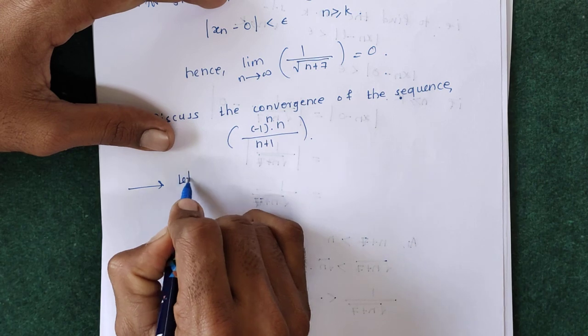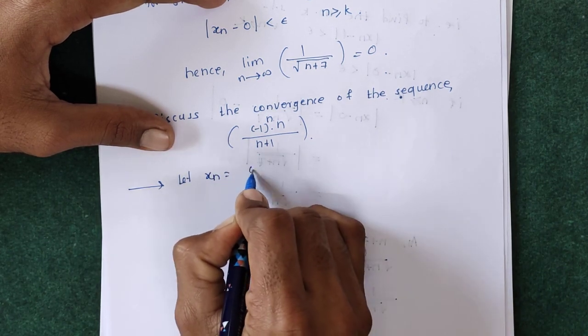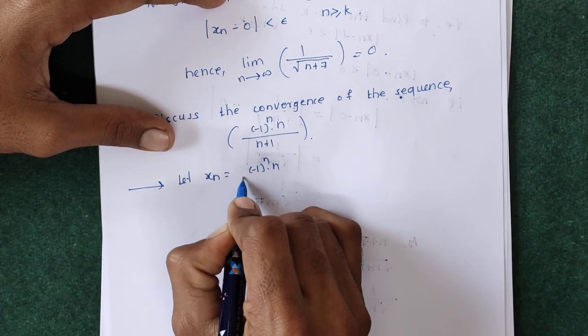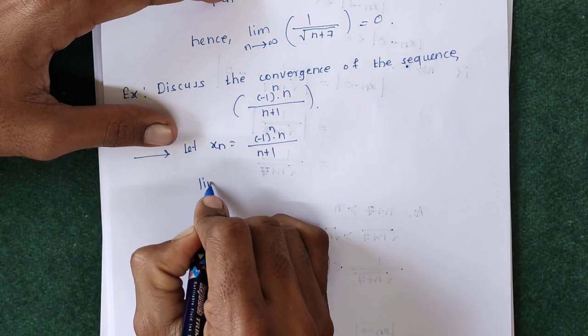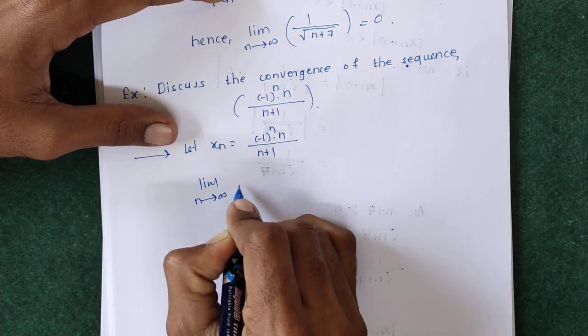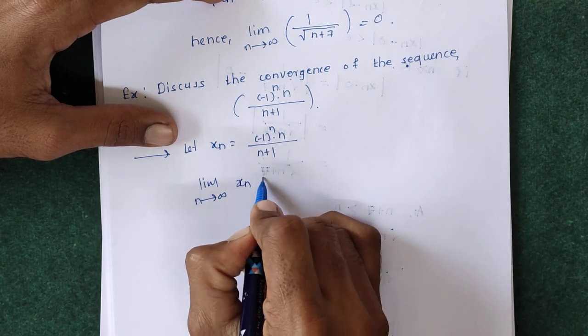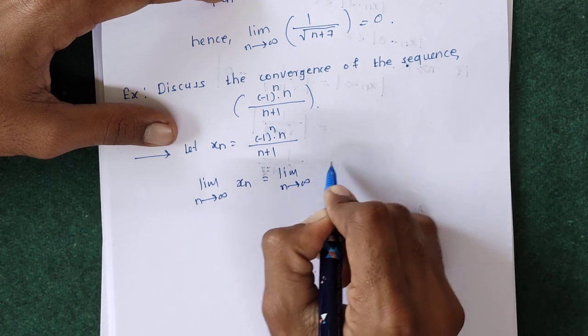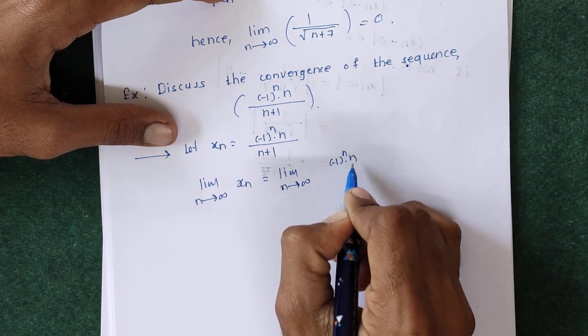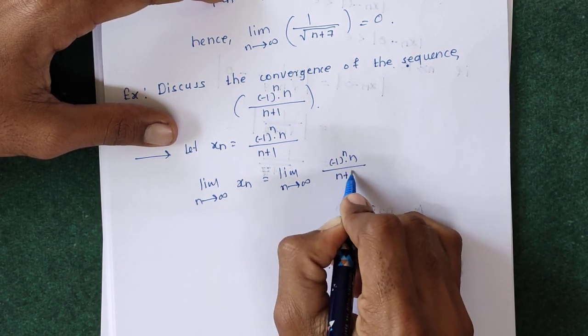Here we are given x_n = (-1)^n · n/(n+1). That is, we have to find whether the limit as n tends to infinity of x_n exists or not. Now, the limit as n tends to infinity of x_n, where x_n is (-1)^n · n divided by n plus 1.